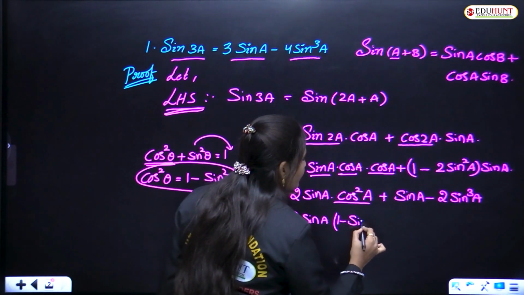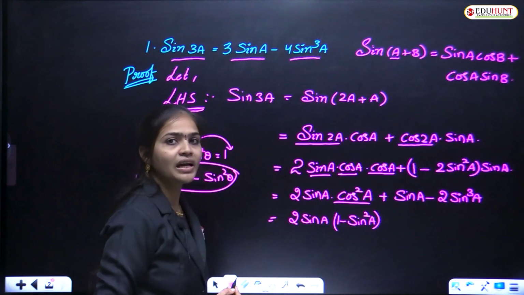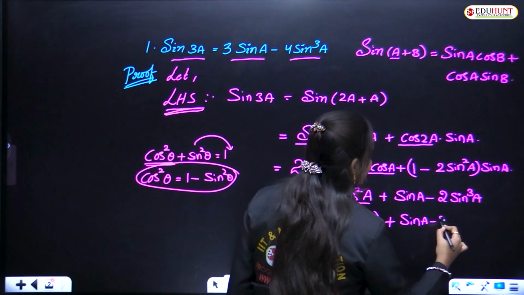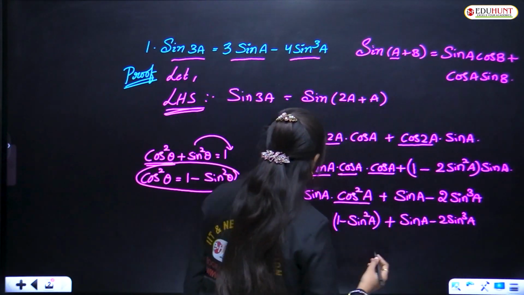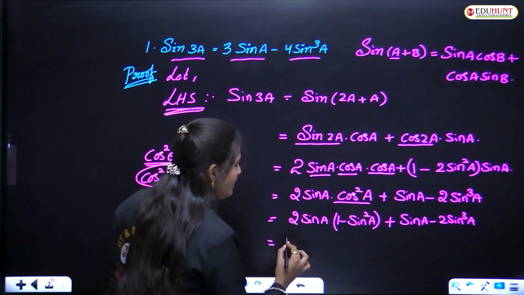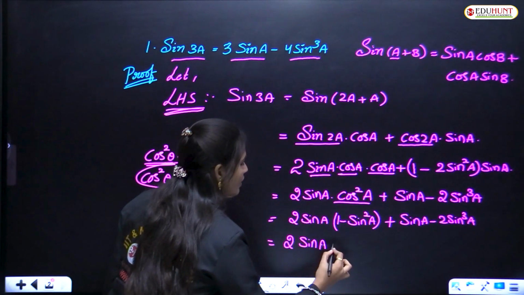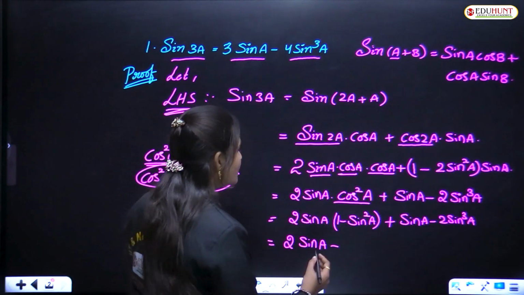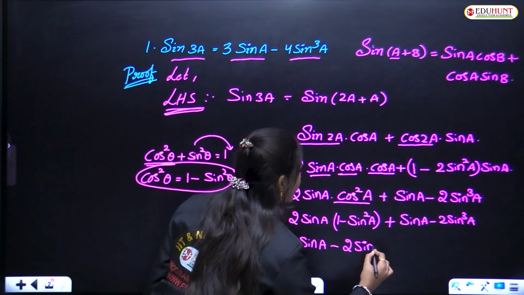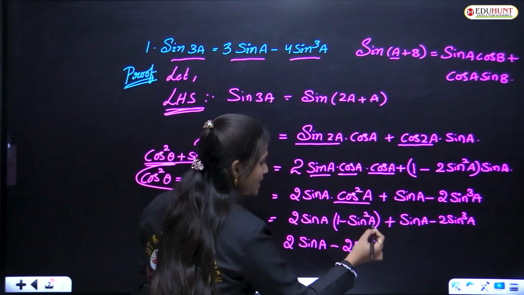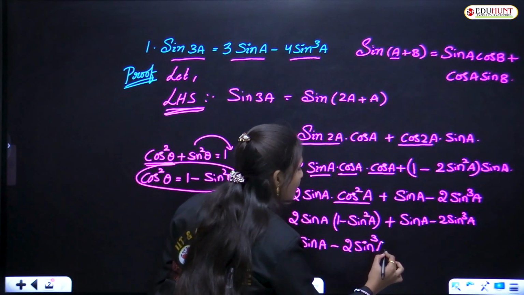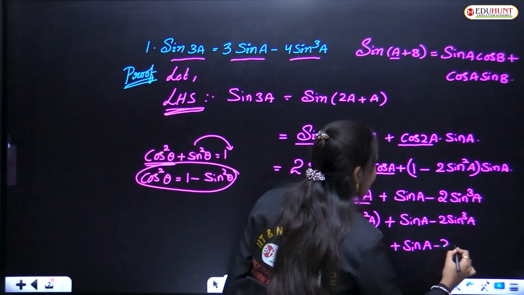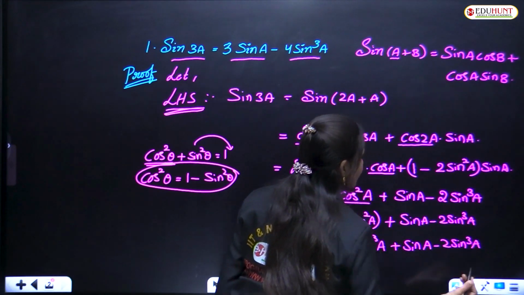So 1 minus sin square A, at the place of theta we have A, plus sin A minus 2 sin cube A. Okay, now simplify this. 2 sin A into 1 is equal to 2 sin A minus 2 sin A into sin square A. 2 sin A into sin square A is equal to 2 sin cube A, since sin power 1 into power 2 is power 2 plus 1, which is 3. So sin A into sin square A is sin cube A. Plus sin A minus 2 sin cube A. Just see here, your problem is completed.